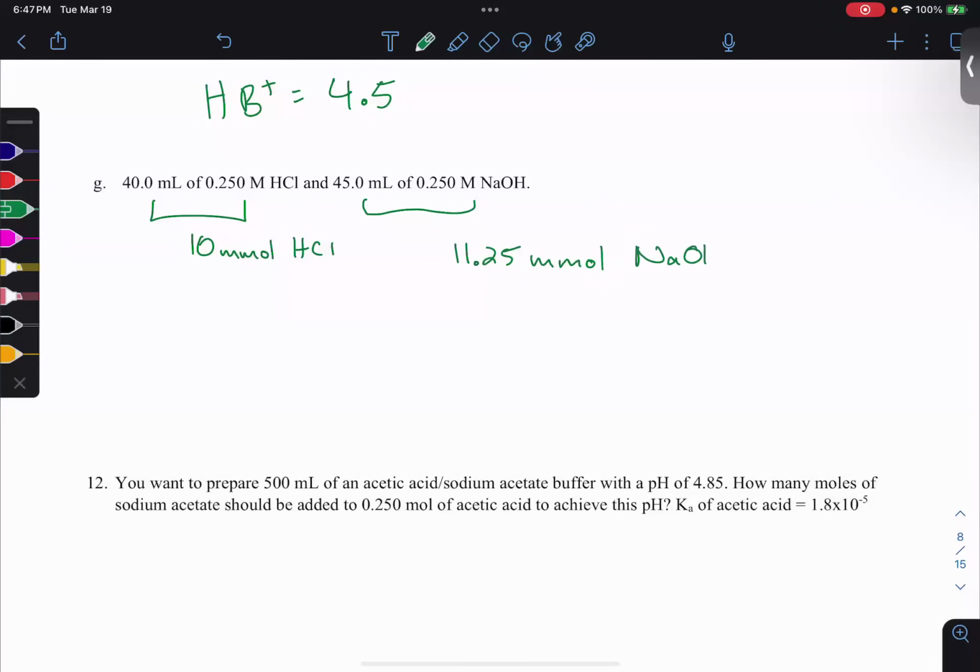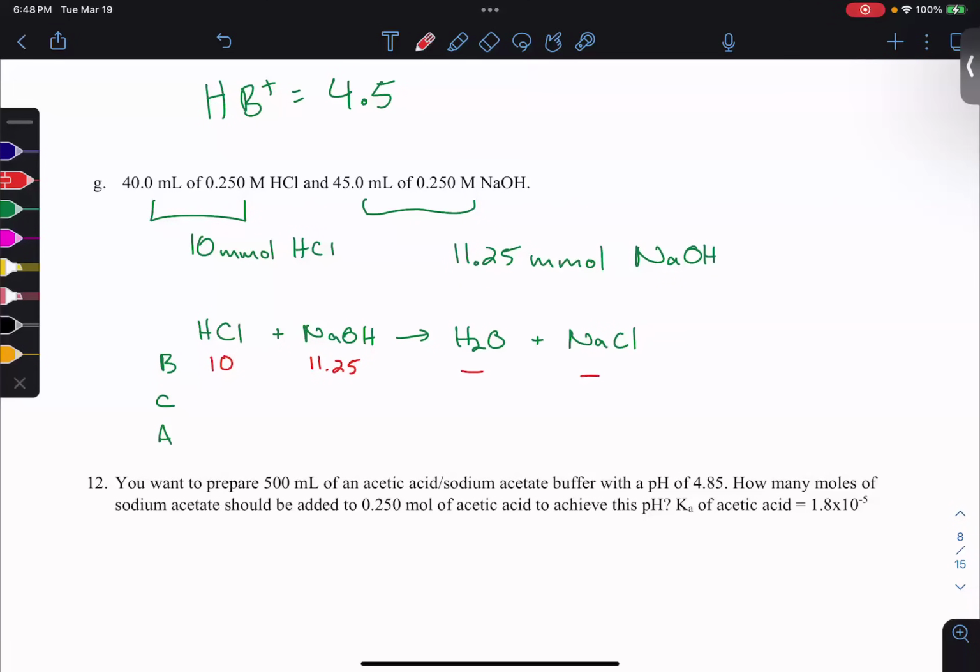I don't know. All right, hopefully you don't have to do a full BCA table to figure out what's left behind, but I'm gonna do it anyway, because I think it's important. So when HCl reacts with sodium hydroxide, what do you get? Water and what? NaCl. So I'm gonna put the numbers in, and I'll show you that when we have 10 millimoles of HCl, 11.25 millimoles of sodium hydroxide, which reactant is left over? This solution, when we mix these things together, is going to be really what? Acidic or basic? Basic, because hydroxide is what's left over.